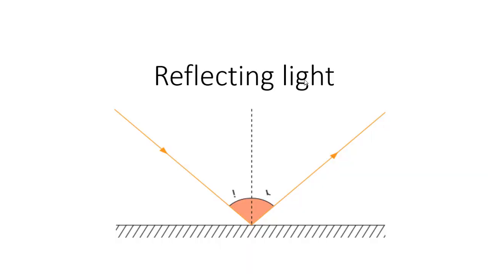Hello students, this is grade 5 science, lesson number 10, and today we are on reflecting light.